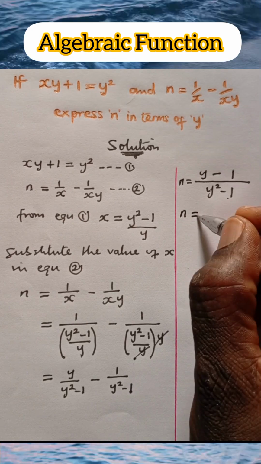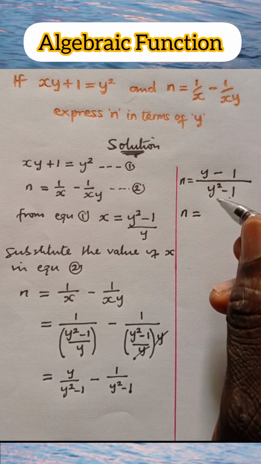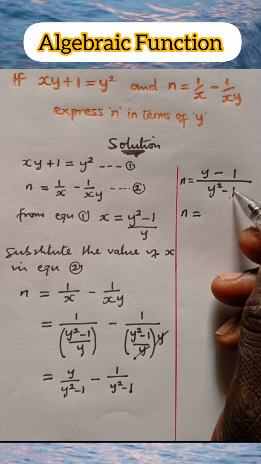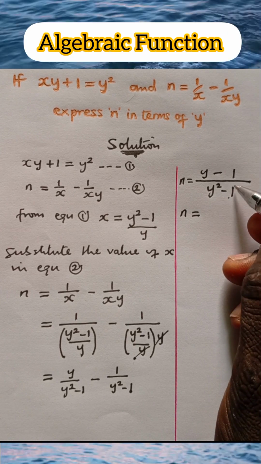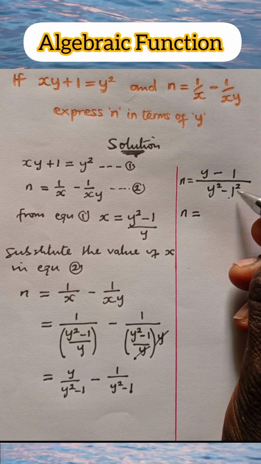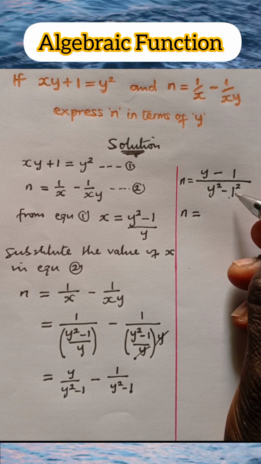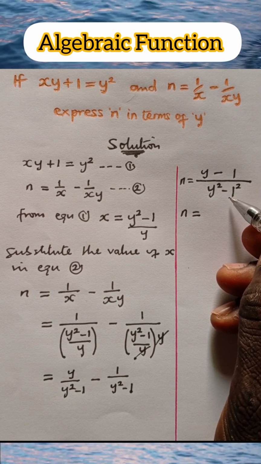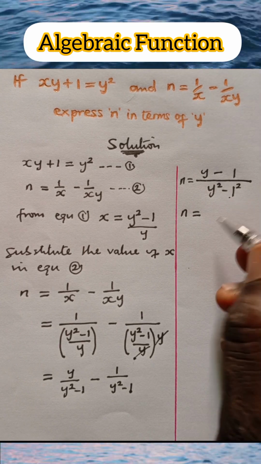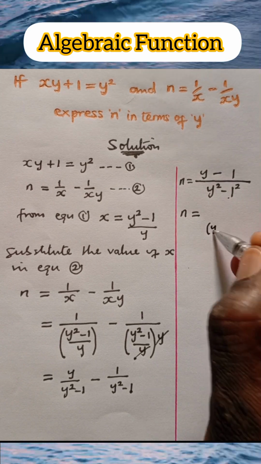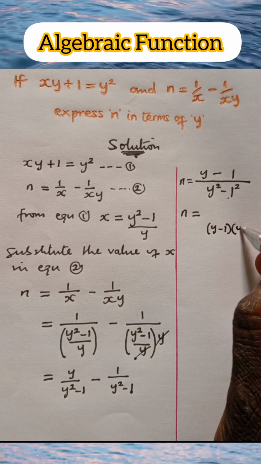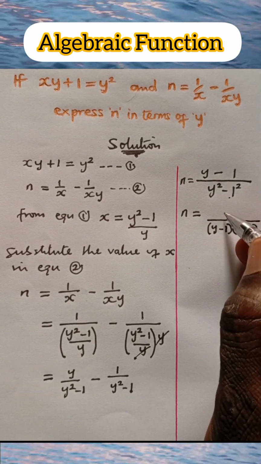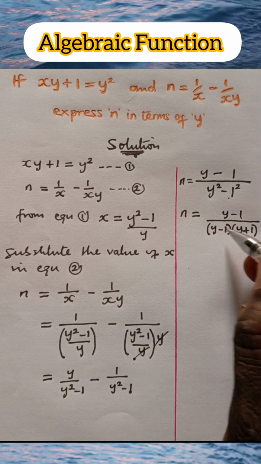Now, n equals this, y squared minus 1. If you look at it closely, it is a difference of two squares. This 1 is the same thing as 1 squared, because 1 squared is the same thing as 1. So we are going to factorize this difference of two squares. And when a difference of two squares is factorized, it follows this pattern. We now have y minus 1 in one bracket, y plus 1. Then here now, y minus 1.